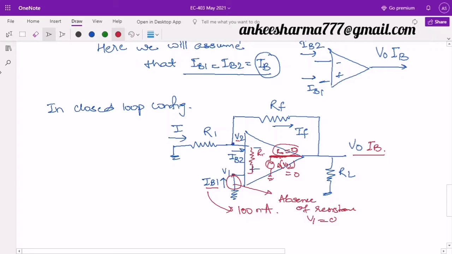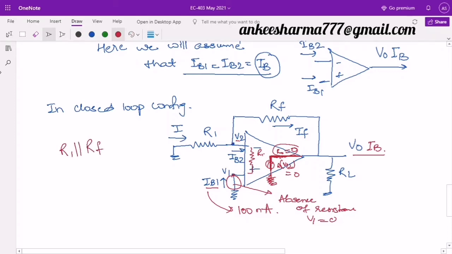Also we have assumed that VID is equal to 0, that is, the input offset voltage is 0. It means this product is also equal to 0, so this is also shorted. The potential source over here is equal to 0, so it is connected to ground. So look here, one terminal of RF is connected to ground, the other to V2. One terminal of R1 is also connected to ground, the other to V2. Can I say that R1 is in parallel with RF?